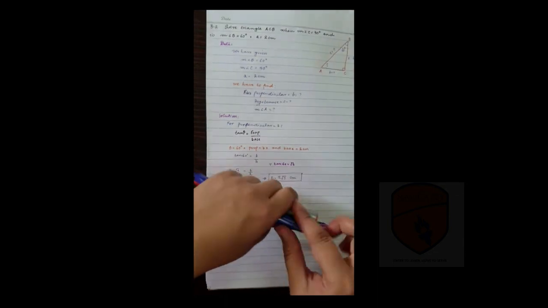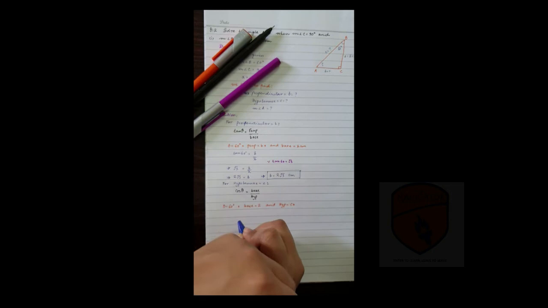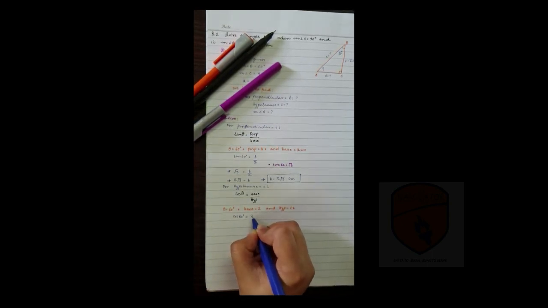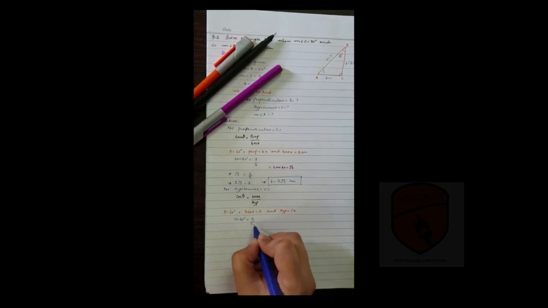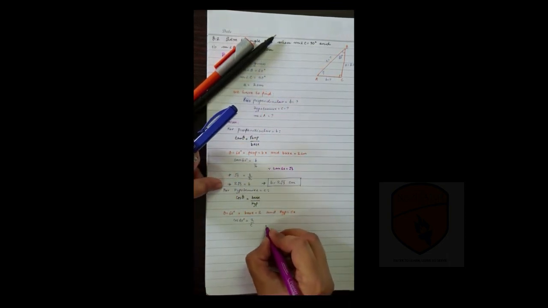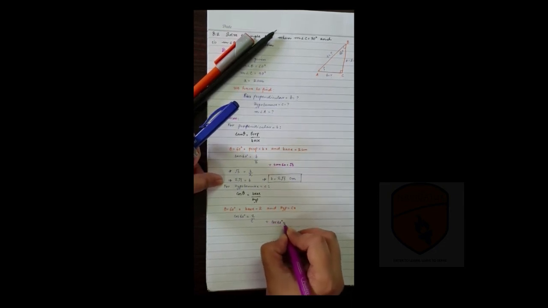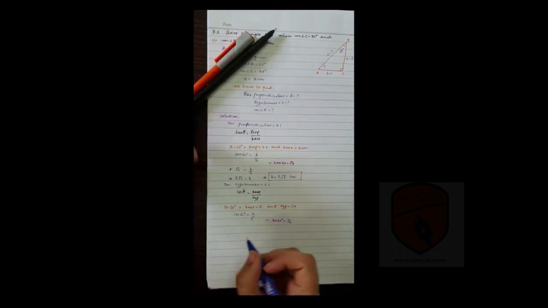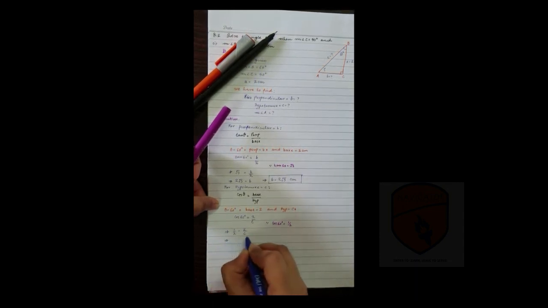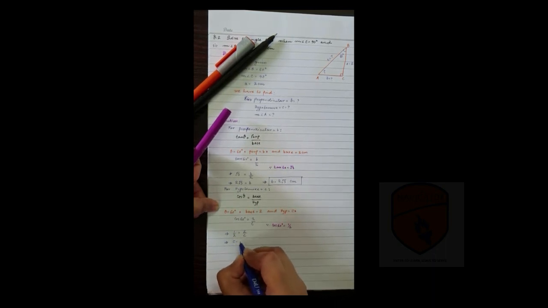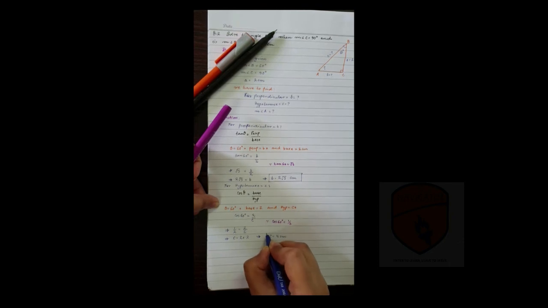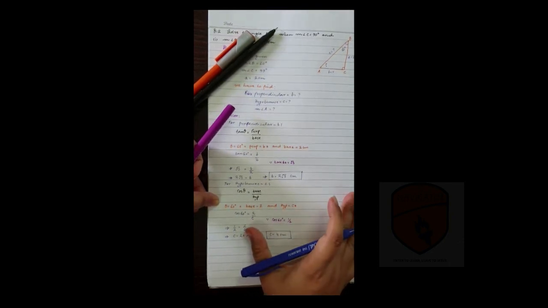So let's substitute the value now. Cos 60 degree is equal to base 2 and hypotenuse C. Now we know that cos 60 degree is equal to 1 upon 2. So let's substitute: 1 upon 2 is equal to 2 upon C. If you do cross multiplication, then C is equal to 2 multiplied by 2, which is equal to 4 centimeters. That is the second unknown element of the triangle that we have found.